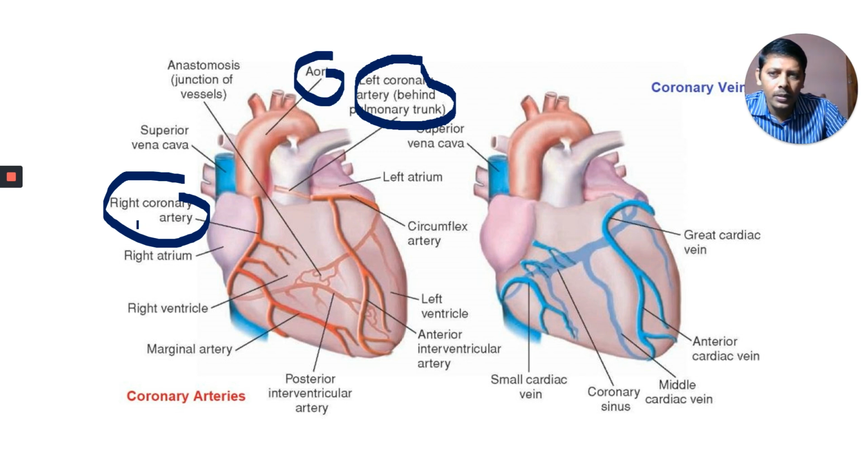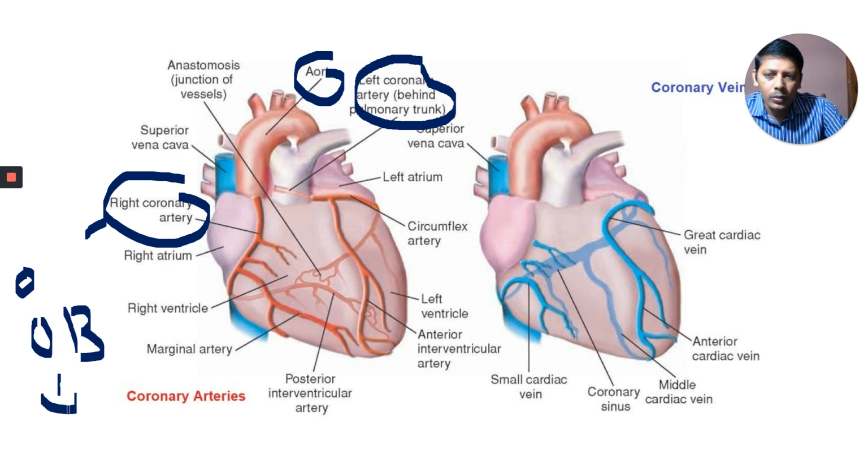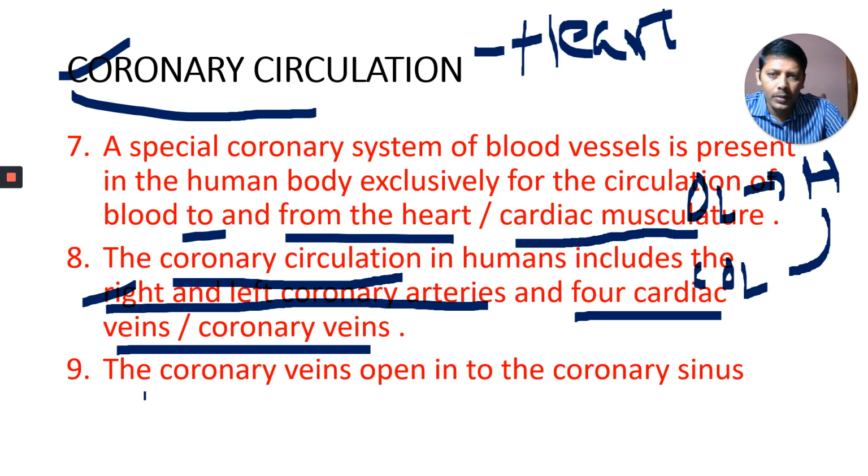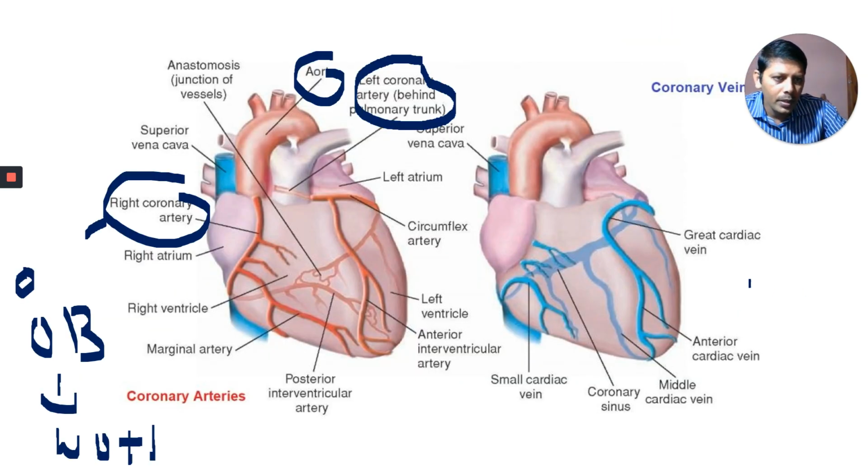What is the function of the coronary arteries? They carry oxygenated blood to the walls of the heart. That is their function. The coronary circulation of humans includes two coronary arteries, one right coronary artery and another left coronary artery, and four cardiac veins, which are coronary veins.